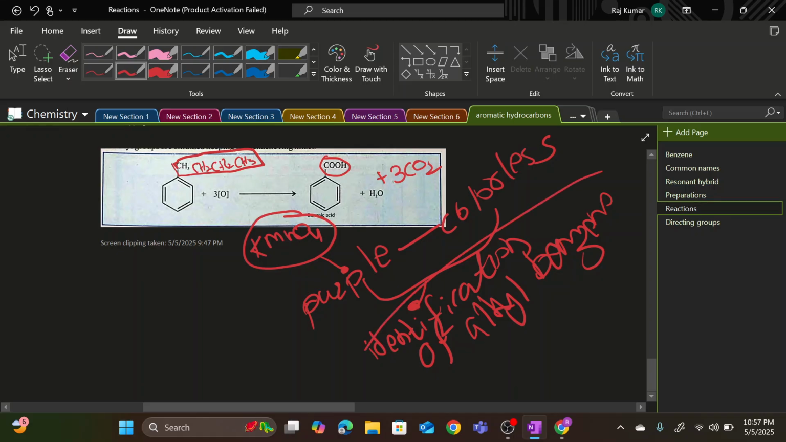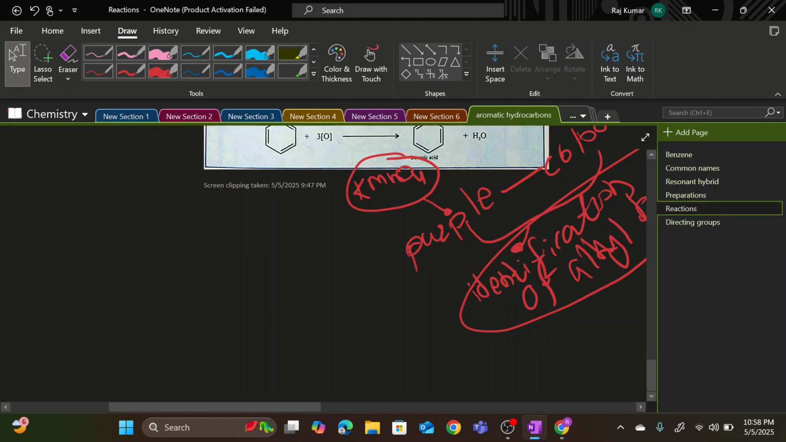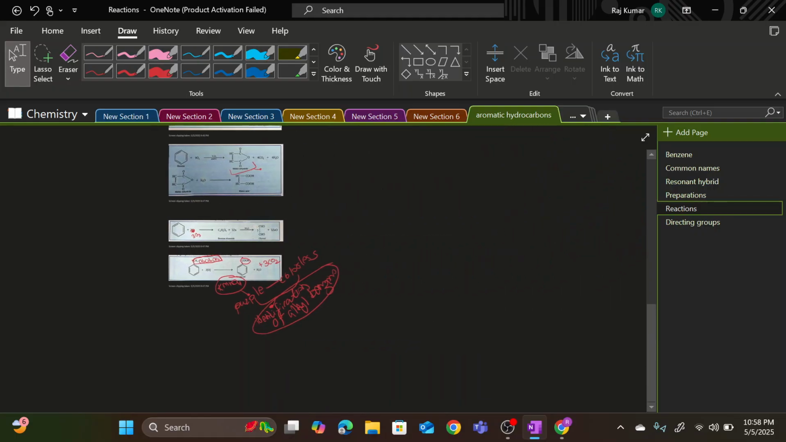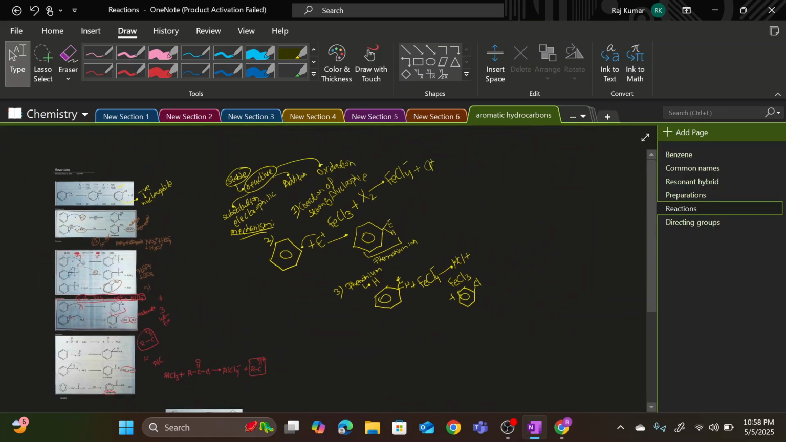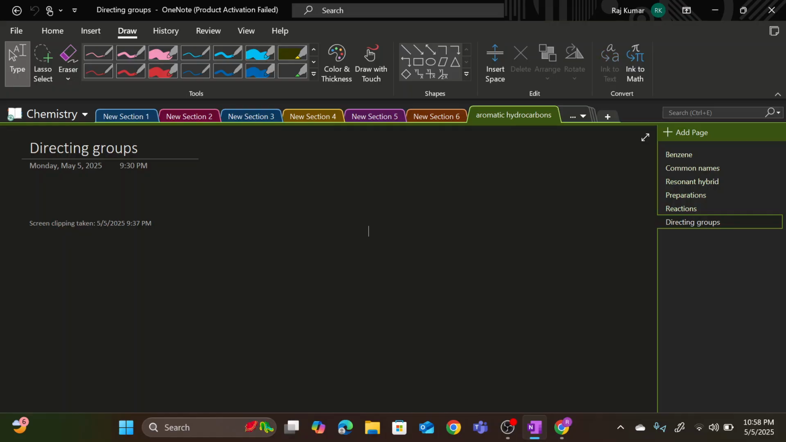Alkyl benzenes can be identified with the help of side chain oxidation. All right. So after this, we are having another topic, which is the directing groups. Now, directing groups are pretty simple. Directing groups are not that difficult.